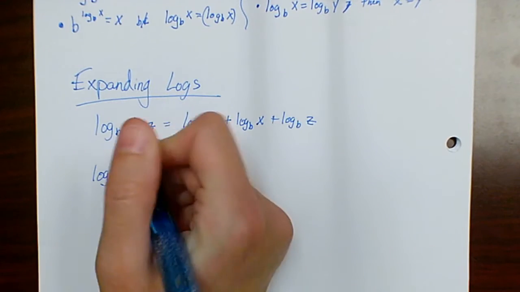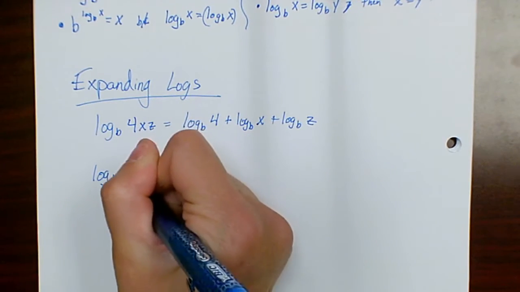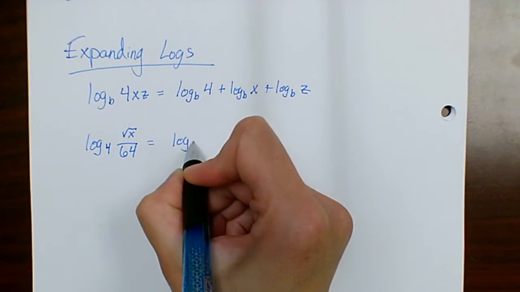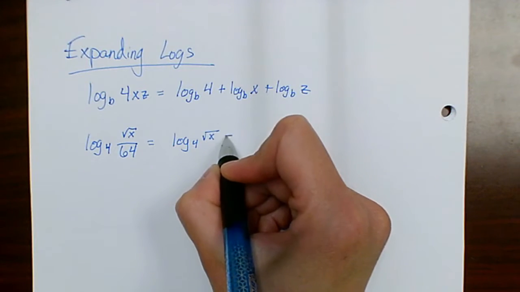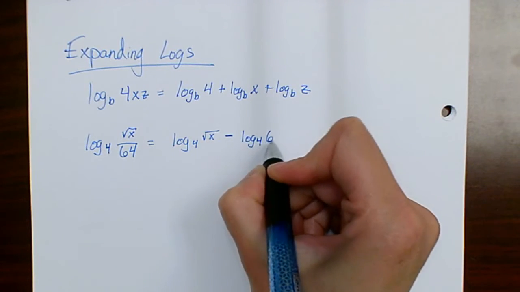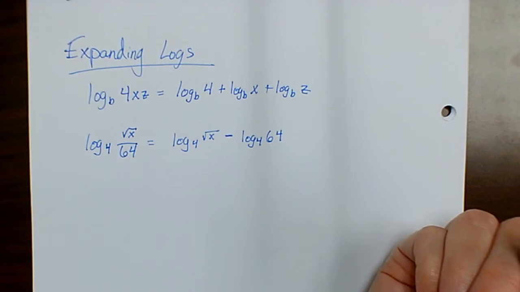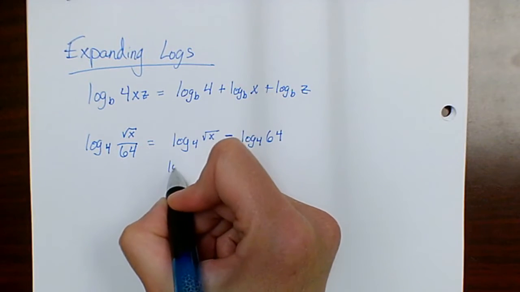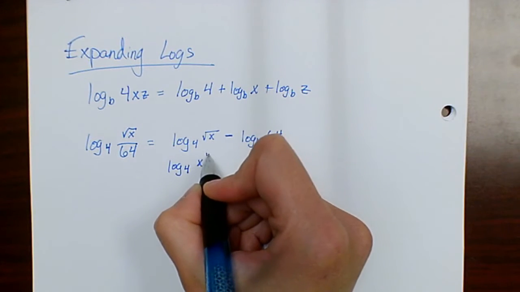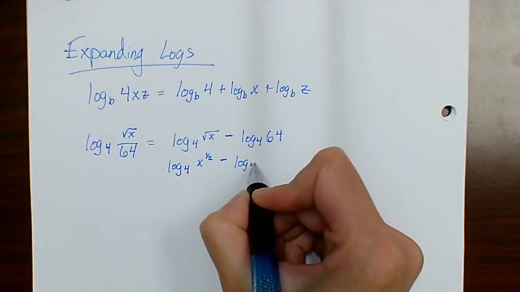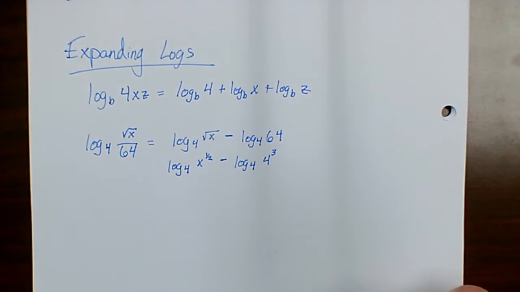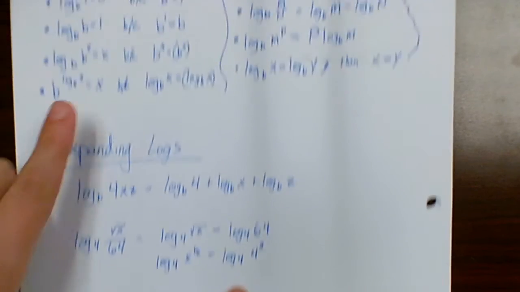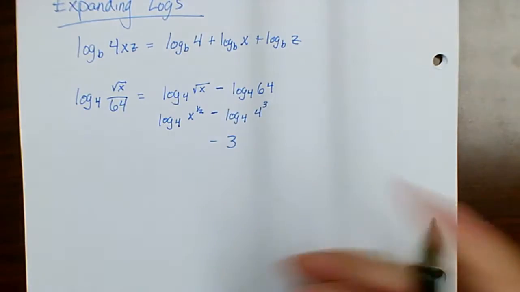Log base 4 of the square root of x over 64. So this is log base 4 of square root x minus log base 4 of 64. Now we can convert these into powers. So log base 4, this is x to the 1/2 power, minus log base 4. 64 can convert into 4 to the 3. Well, now we can use this property here. So this will reduce down to 3.